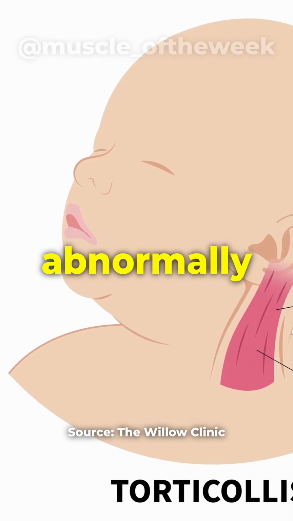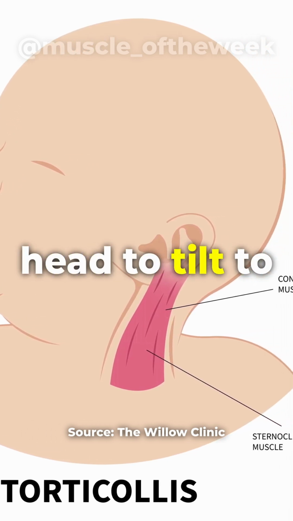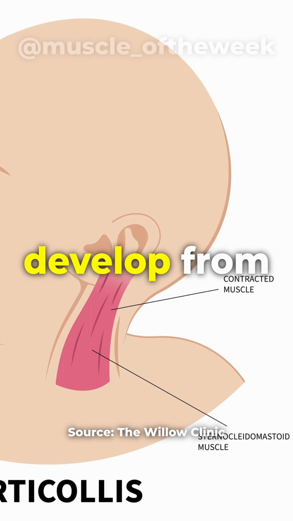If the SCM is abnormally tight or shortened on one side, it could lead to a condition called torticollis, causing the head to tilt to one side. This can be congenital or develop from muscle strain.